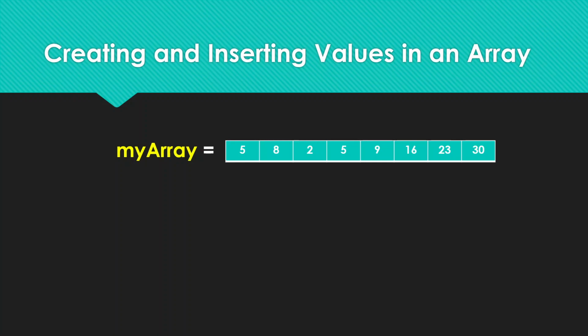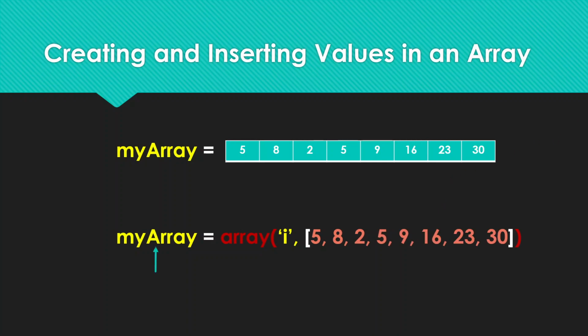How do we do that in code? This is just the graphical representation. But in code, this is how we do it. So we have the array name. Then we have the array function. I'm going to talk more about this in a short while.